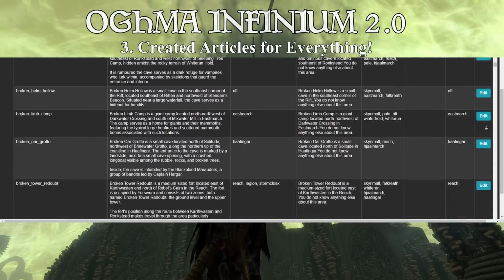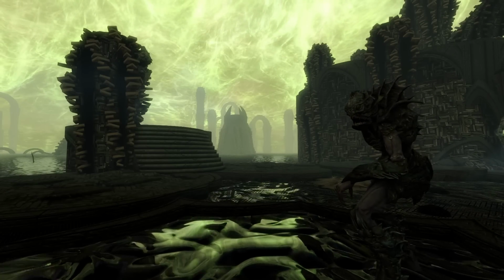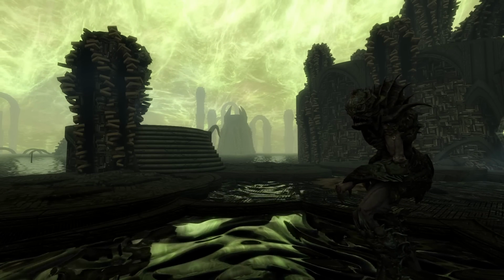Anyway, I think that's enough explaining, so let's actually see the Ogma Infinium 2.0 in action.